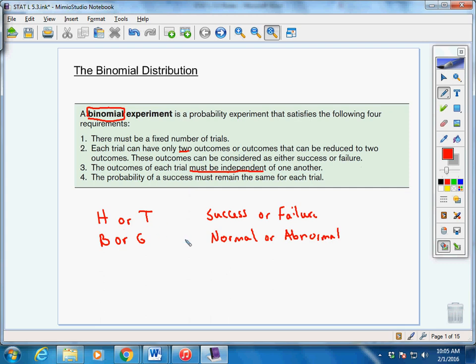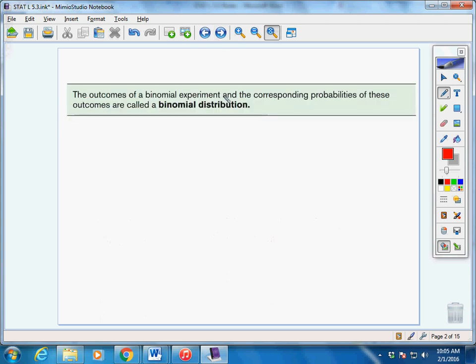Flipping heads or tails on a coin, they're independent. The first toss getting heads does not affect whether you're going to get heads or tails the next time. And you can't change the probabilities. The probability of success must remain the same. So before, when we drew a card out of a deck of cards and did not replace it, that's changing the probability. That's not going to work for a binomial experiment. The outcomes of a binomial experiment are called a binomial distribution.